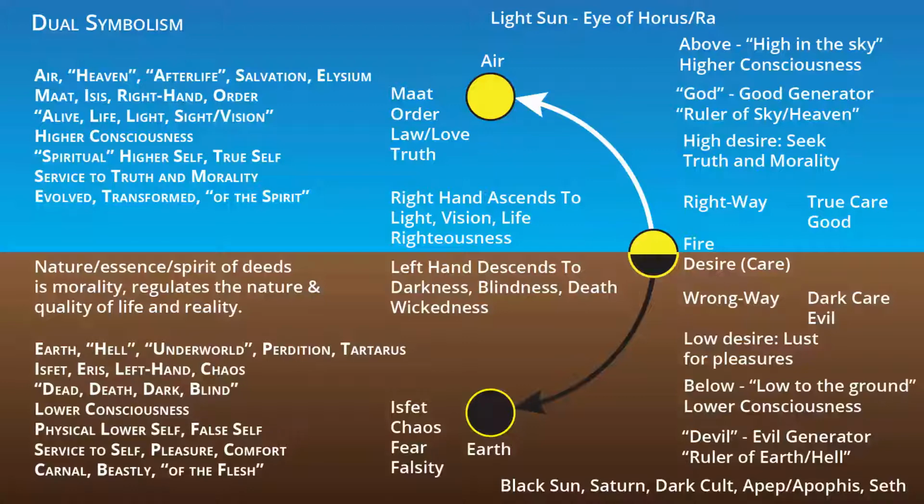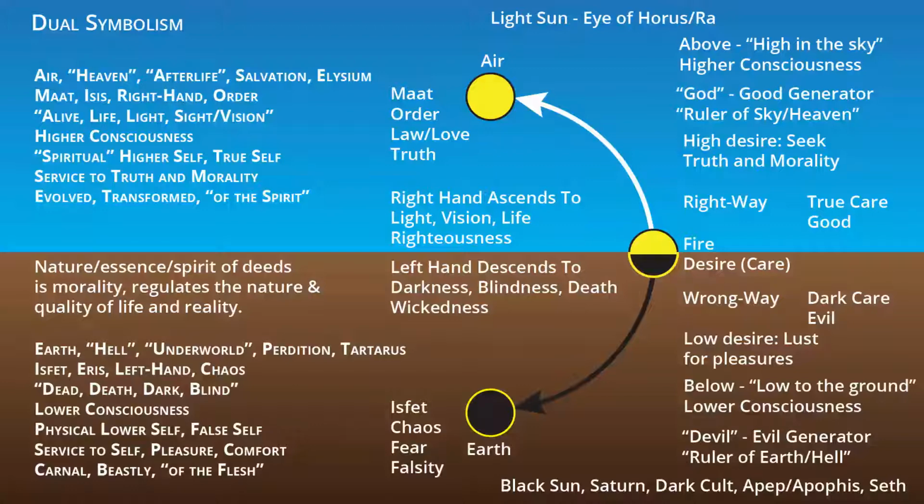So you have low desire, lust for pleasures, instead of a high desire to seek truth and morality. This is where you're in physical attachment, like in infographic number 6 I have, and the pleasures and the lust and the carnal, beastly, low-base consciousness. And also in Truth, Natural Law, Heaven and Hell, Bible symbolism. Last year I talked about this.